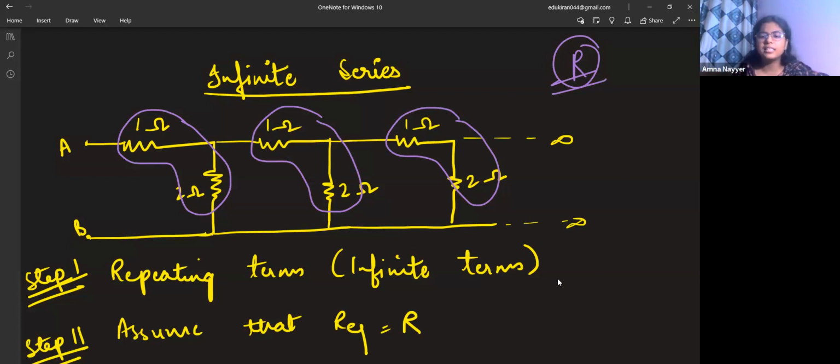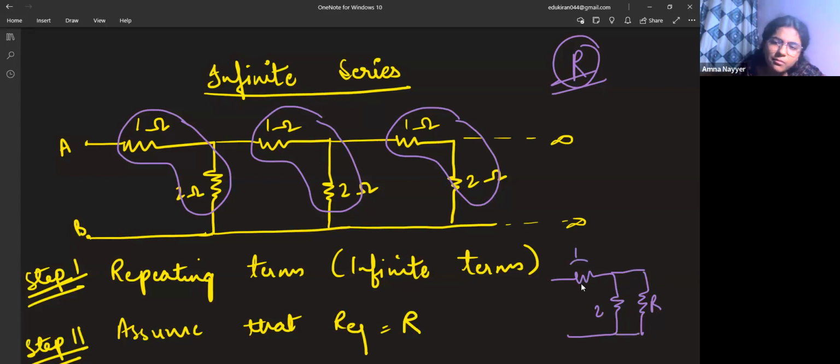will there be any change in your answer? If I have this as my repeating term, 1 ohm here, 2 ohm here, and this was the entire thing, suppose R, this was my answer, the R equivalent I have got. If in this final R equivalent I add one more repeating term, just one more, will the answer vary? Will there be any variation in the answer? No, there won't be any variation.